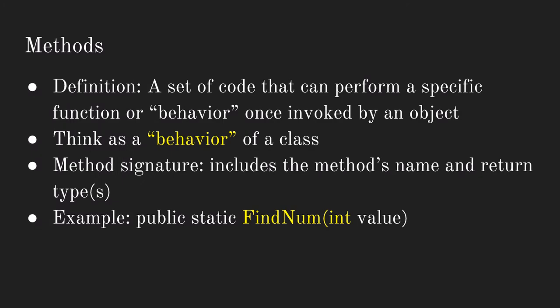Something also really important that you need to keep in mind are method signatures, and this is a fancy term that basically means the method's name and the parameter types. So an example of this could be public static find num. So we have a method called find num, which is the method's name, and then the parameter, or the primitive data type inside the parentheses, which is an int. So only this section counts inside the method signature.